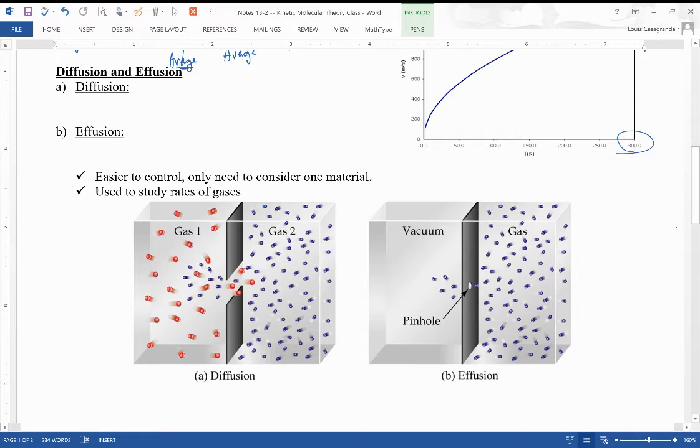And the first one is one you may be familiar with. It's called diffusion. Diffusion is when one material moves through another. And you've seen this probably in biology when we have diffusion through cell walls. In terms of gases, the example that I like to think about is aromas from cooking.